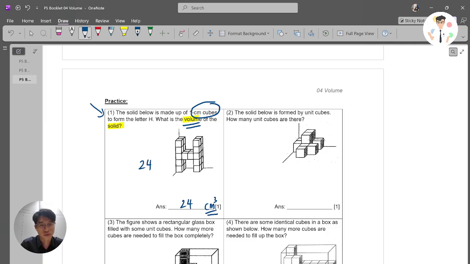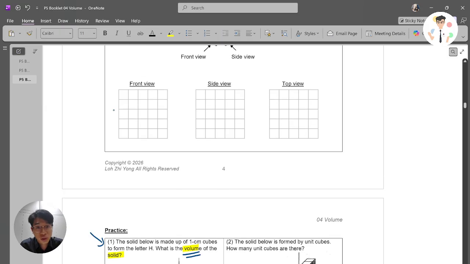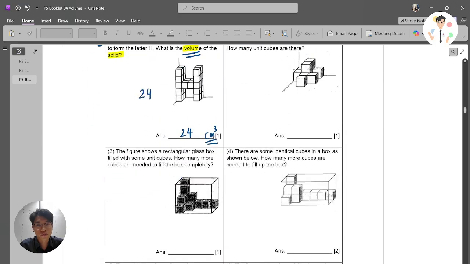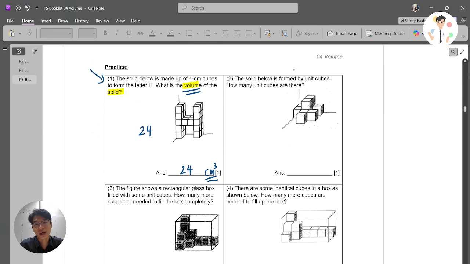But now you know the number of cubes and the volume is actually the same in the case where it is 1 cm cube, where it is 1 unit cube, like this, or 1 meter cube. That is something important to take note. Now, another second scenario they might ask you is they are just building these unit cubes here, and they ask you how many unit cubes are there.